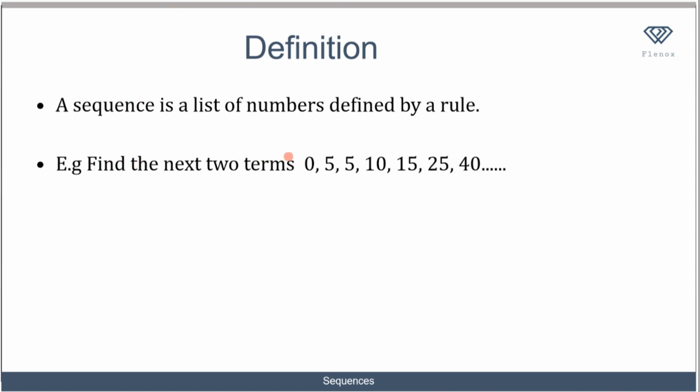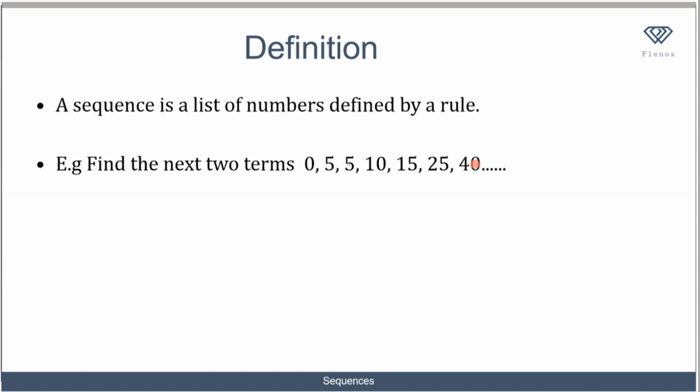If you consider this sequence where you have 0, 5, 5, 10, 15, 25, you can observe there is a rule that defines what numbers will come next in the sequence. As you can see, the next number is defined by the sum of the two prior numbers. For example, 0 plus 5 will give me 5, 5 plus 5 will give me 10, 5 plus 10 will give me 15, 10 plus 15 will give me 25, 15 plus 25 will give me 40.